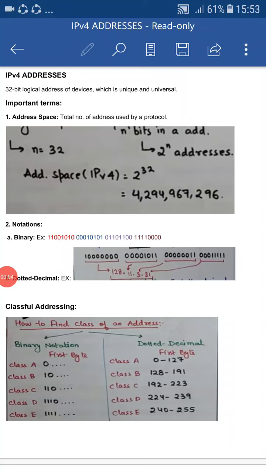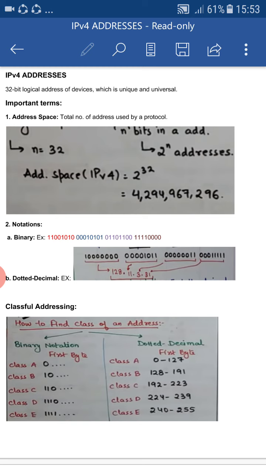Let's start with the last chapter of your fourth module, that is IPv4 addresses. Every device will have a logical address. That logical address is known as the IP address. There are two versions of IP address: IP address with version 4, that is IPv4, and IP address with version 6, that is IPv6. In this we are going to study about IPv4.